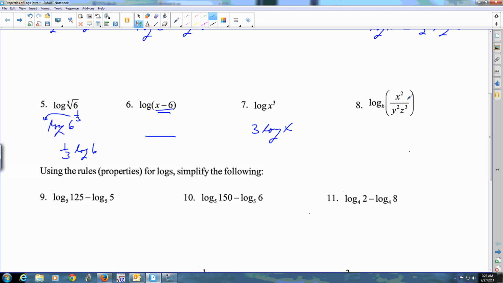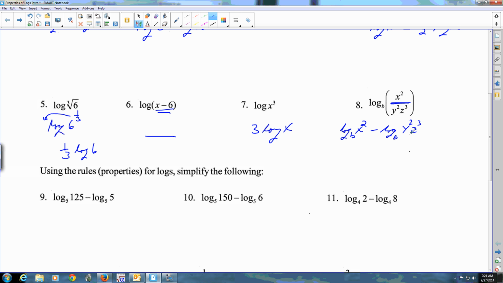And this one, definitely longer. I'm going to focus first on this fraction that's here. So I'm going to break it apart into a difference. So it's log base b of x squared minus log base b of y squared z cubed.